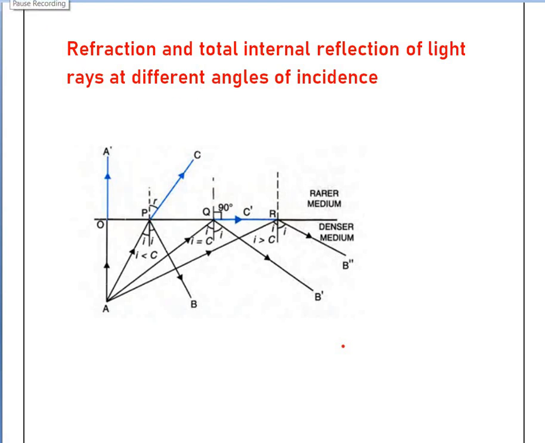The above phenomenon of refraction and total internal reflection can easily be demonstrated with the help of this diagram, and all of you have to remember one thing, that total internal reflection occurs only when the angle of incidence is greater than the critical angle, as for the ray AR.